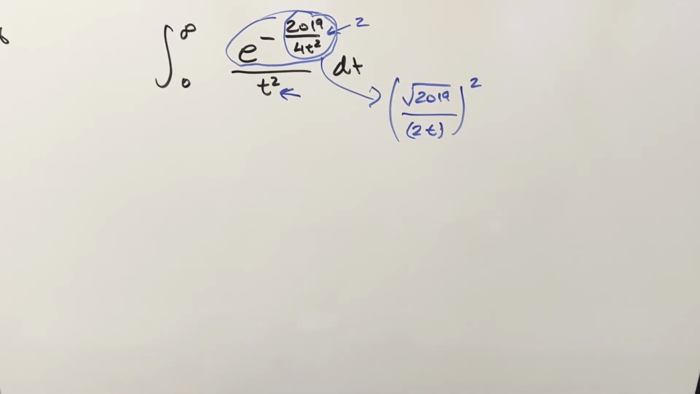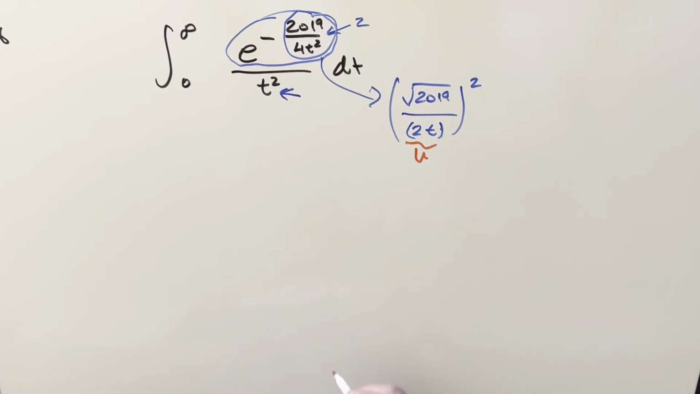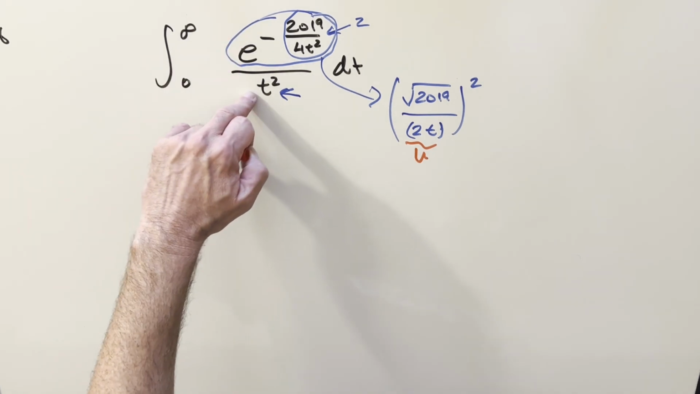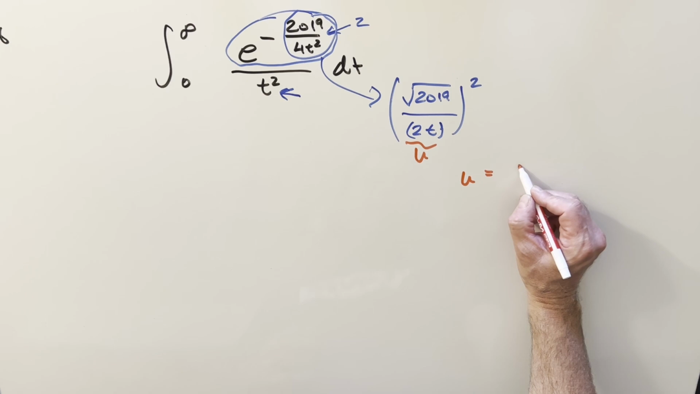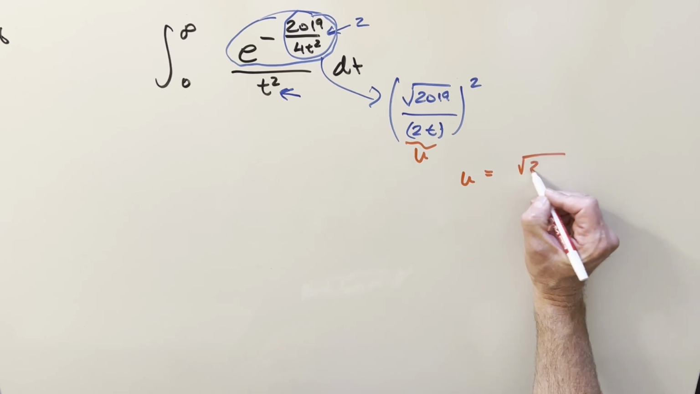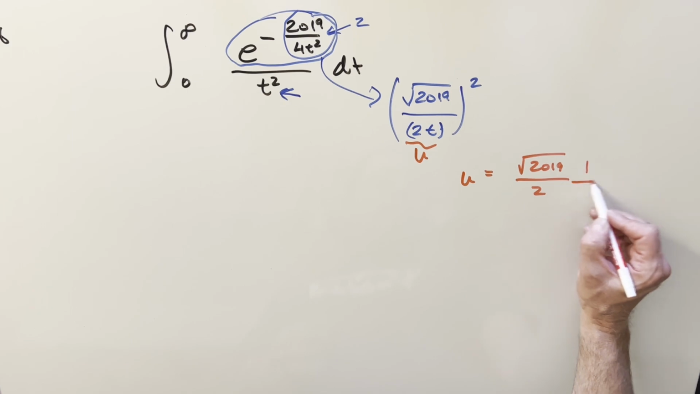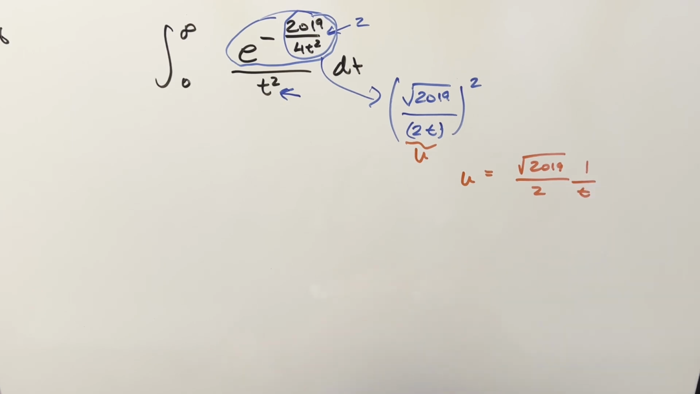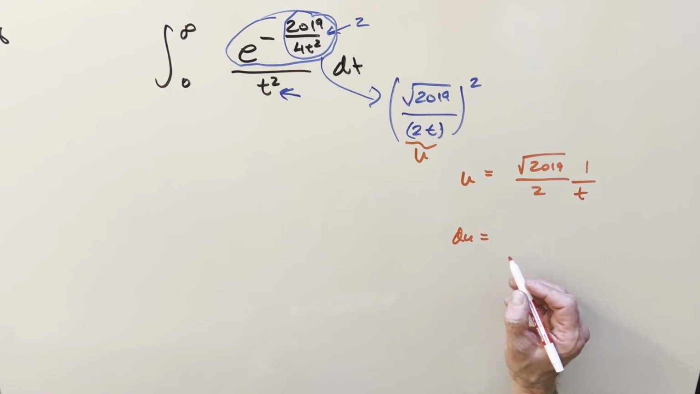And then what we can try is, let's do a u substitution. I want this to be my u. That's going to clean up the numerator, and then hopefully something will work out nice here. So u is going to be square root 2019. Maybe I'll split it up like this, like 1 over t, just so we can see how the derivative is going to work. And then taking the derivative, so for du, what's going to happen?